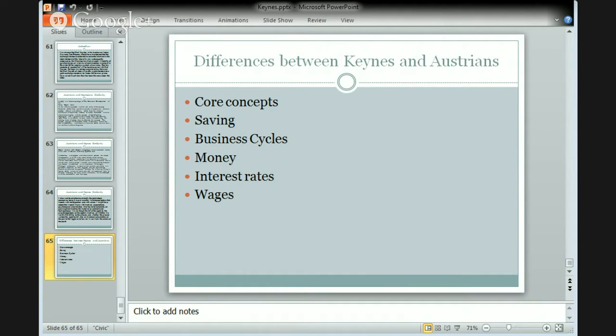Some differences between Austrians and Keynes are mostly with the core concept. We believe in subjectivism. We look at value, the scale of values, and the matching of scale of values, the optimism and the expectations of people.